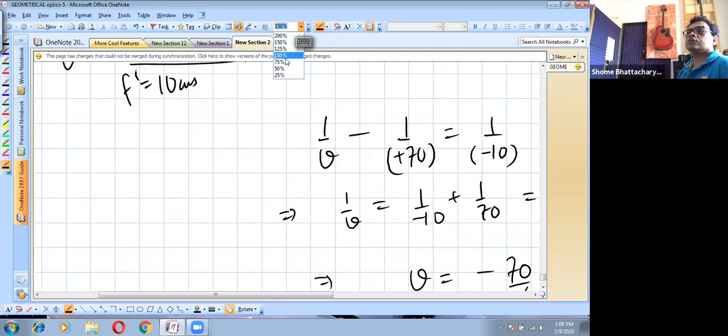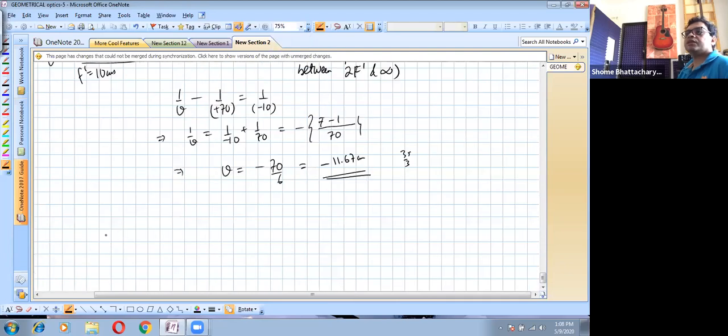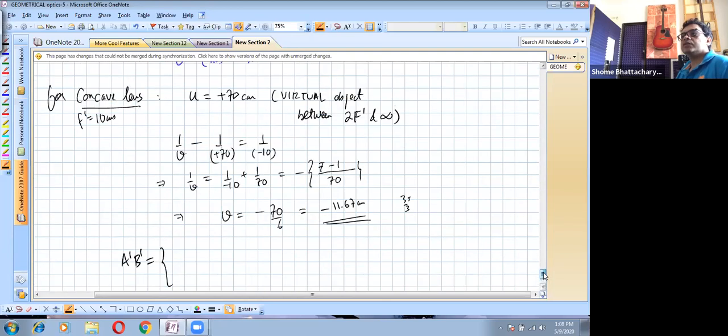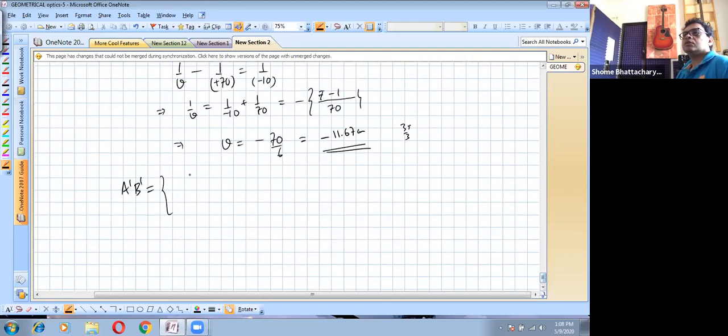Now, you can also see from application of magnification, A prime, B prime will be equal to how much in size? With sign also, let's take V by U. So it is 90 divided by minus 45 times AB. So it is inverted, okay, and it is of size minus 2 times AB.